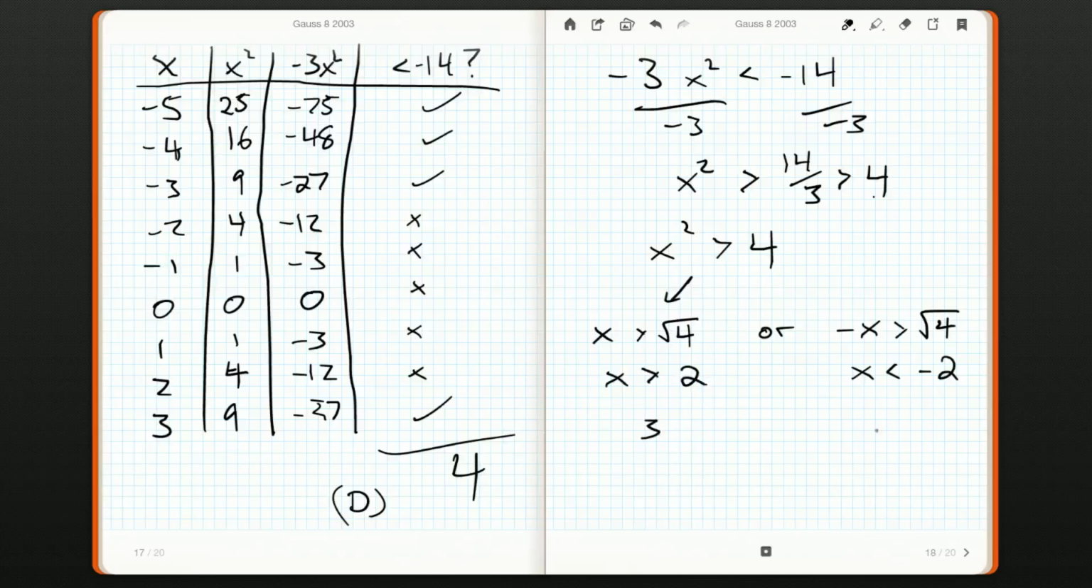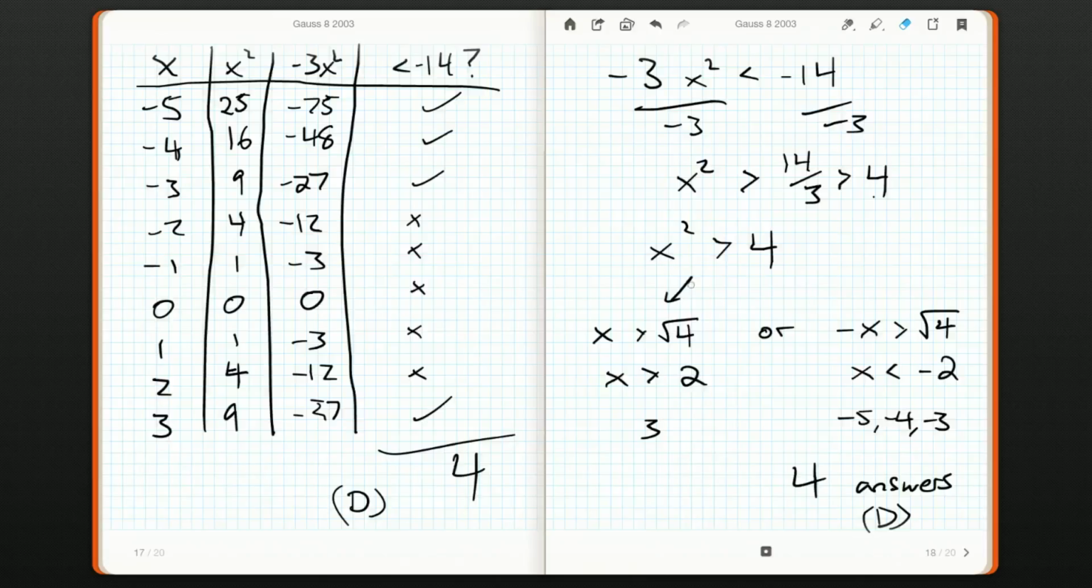So that's 3 over here, and over here this is 5, -4, and -3. Again, giving us 4 answers. Giving us an answer of D. Okay? So at any point you could have stopped and said, all right, this makes it easier, I can go through the list a lot quicker. Or you could have broken it all the way down into x greater than 2, x less than -2.